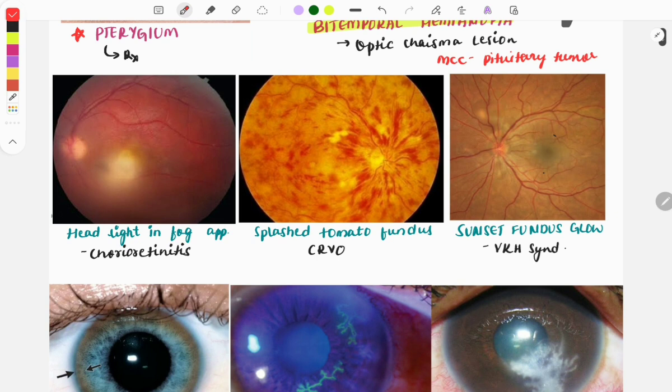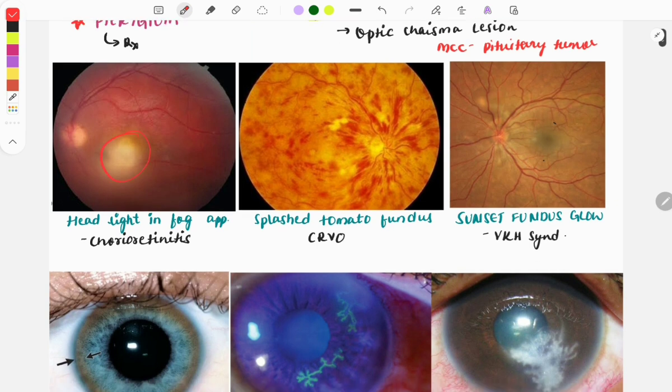This is the image of a chorioretinitis. You can see here the headlight in a fog appearance, seen in the posterior uveitis. ठीक है, और इसका cause है toxoplasmosis.